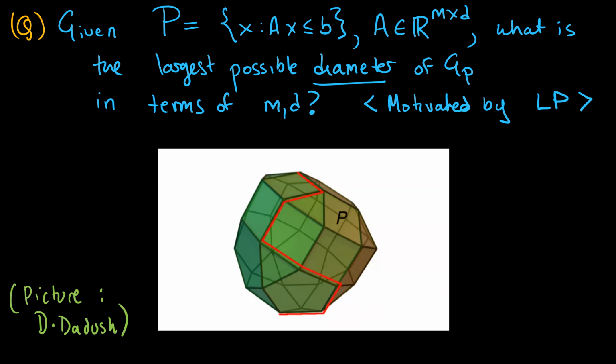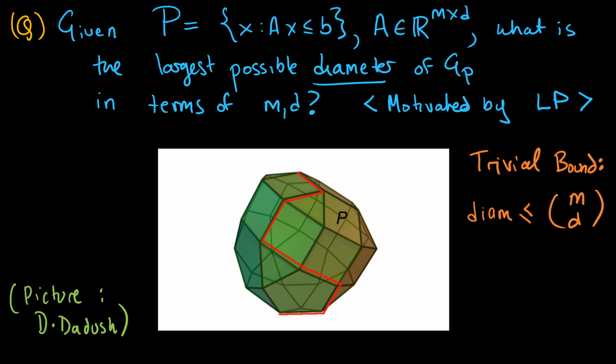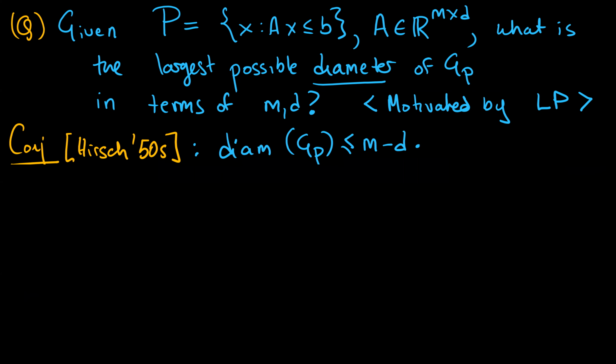the ambient dimension? This problem is motivated by linear programming, where these potential solutions are the vertices of some polytope, and various algorithms will try to find the optimal vertex, starting from an arbitrary vertex by jumping between adjacent vertices. So in this picture here, I have a diagram of a polytope, and the red path denotes the path that an algorithm might take to the optimal vertex. So a trivial bound is just that the diameter is bounded by the total number of vertices, which is m choose d. But the goal is to do much better.